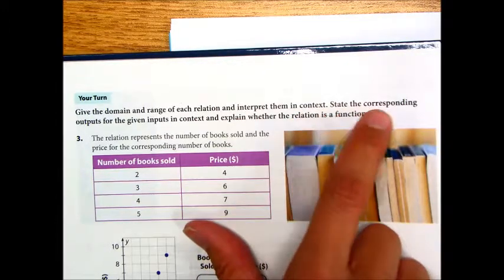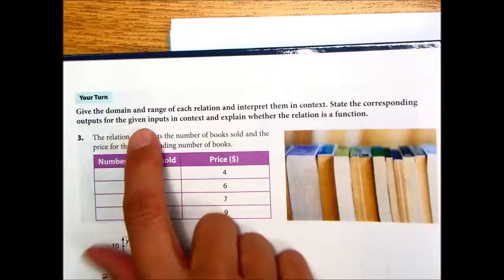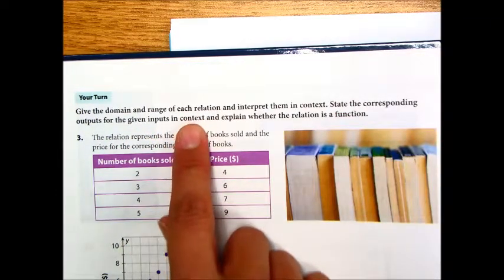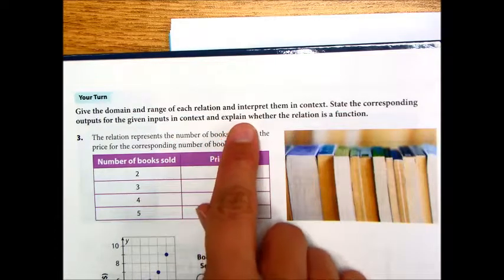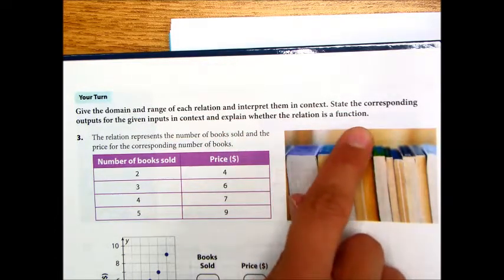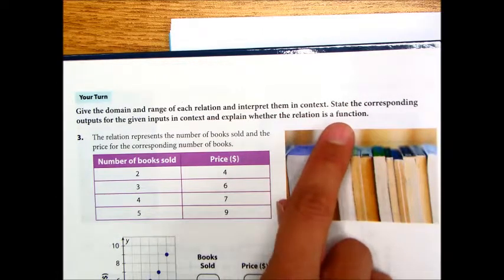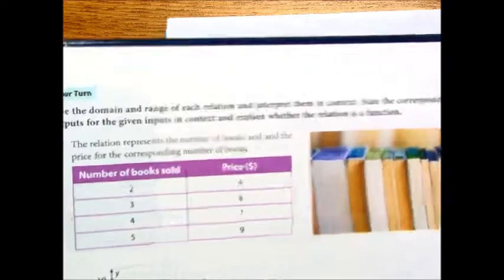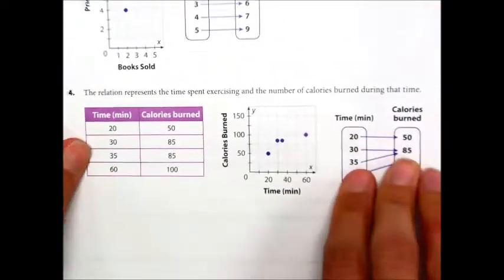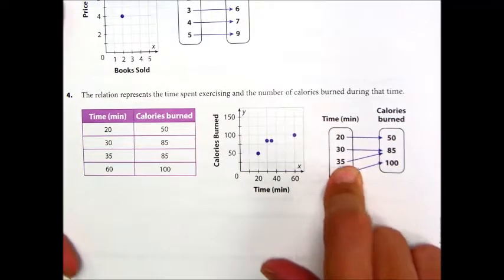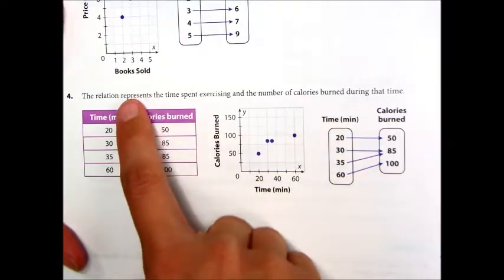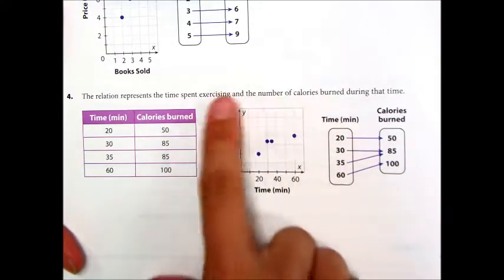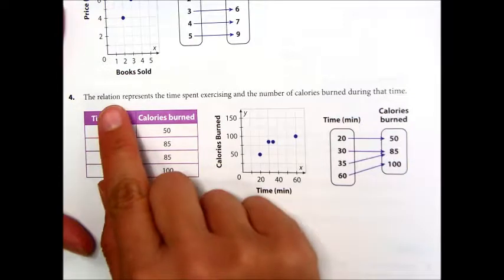We're going to leave out the part that says state the corresponding outputs for the given inputs in context because it's a little bit repetitive of that first step we're going to do. But we are going to do the final direction that says explain whether the relation is a function because we know how to do that from what we did as examples on the front of the page. So we're going to do those directives on problem number 4 right here. And you're going to see how this is different than just the front page with a plain table because it gives us a table, a graph, and a mapping diagram in the context of an actual numbers, like some real data.